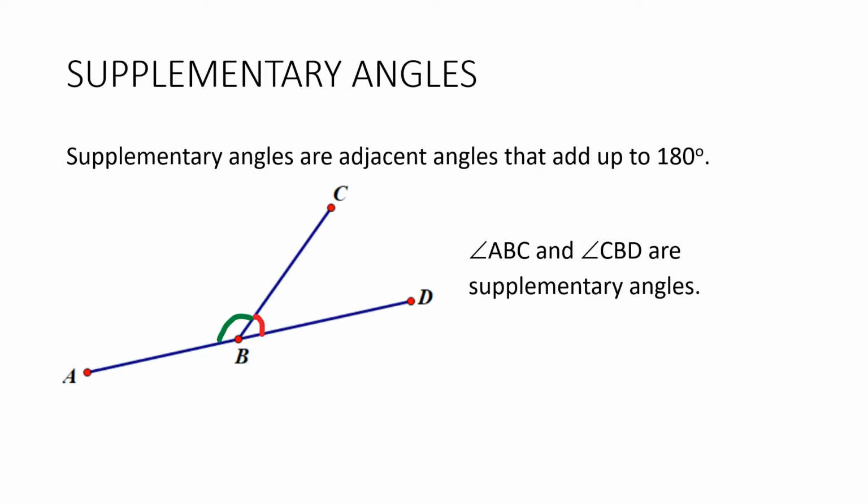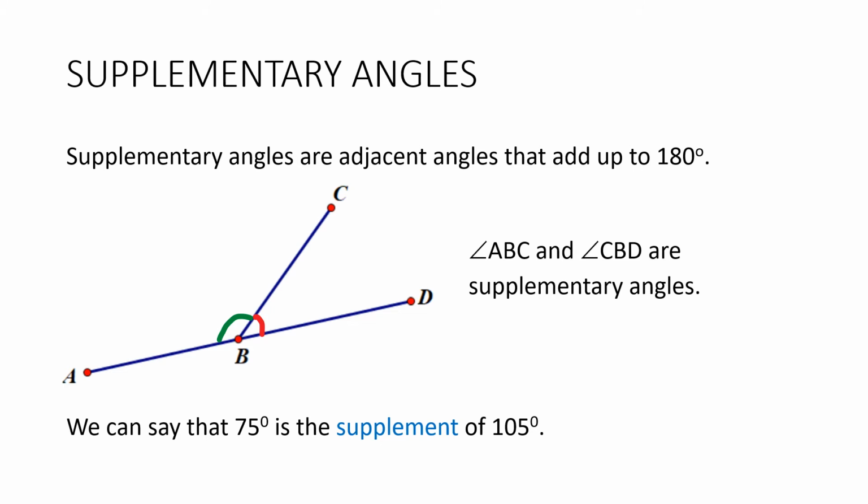So there's an example, and you can see that angle ABC and angle CBD are adjacent because they have a common arm and a common vertex. And because they add up to 180 degrees, they sit on a straight line, they're supplementary angles. We can also say, for example, that 75 degrees is the supplement of 105 degrees. Okay, can you see how these two numbers add to 180 degrees?